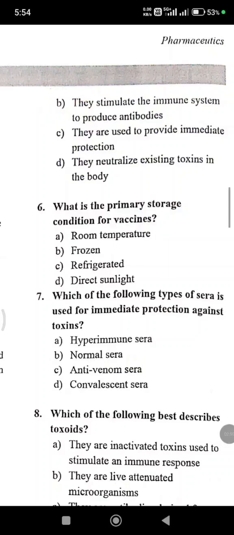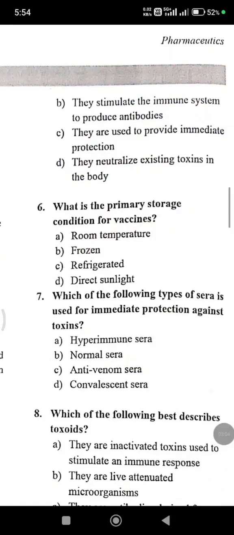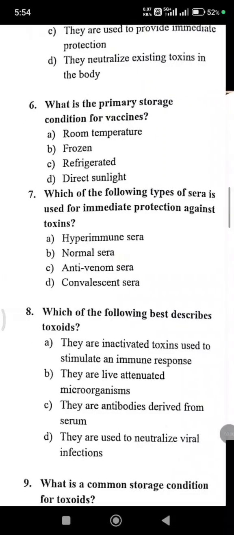Let's go to question number 6. What is the primary storage condition for vaccines? Option A room temperature, option B frozen, option C refrigerated, option D direct sunlight. The right answer of this question is option C, refrigerated. Let's go to question number 7.